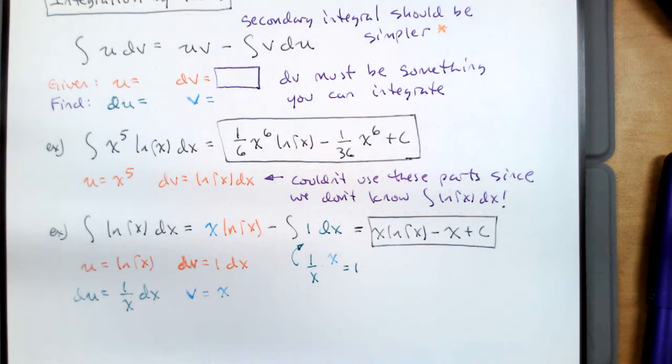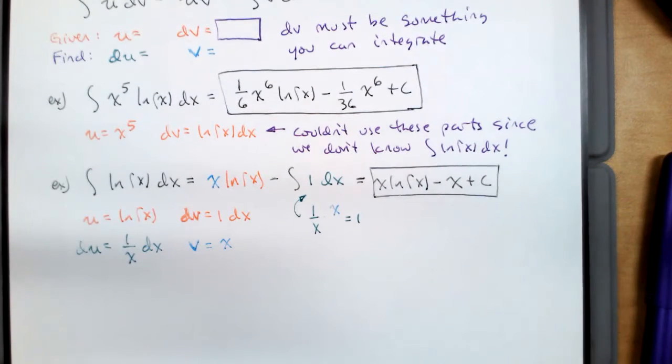So at this point, we can go back and put the natural log in the dv slot. But remember, the goal is to take our integral u dv and create a secondary integral v du that is simpler than what we started with. So this gets a little bit messy if we switch them around, but we can do this now.